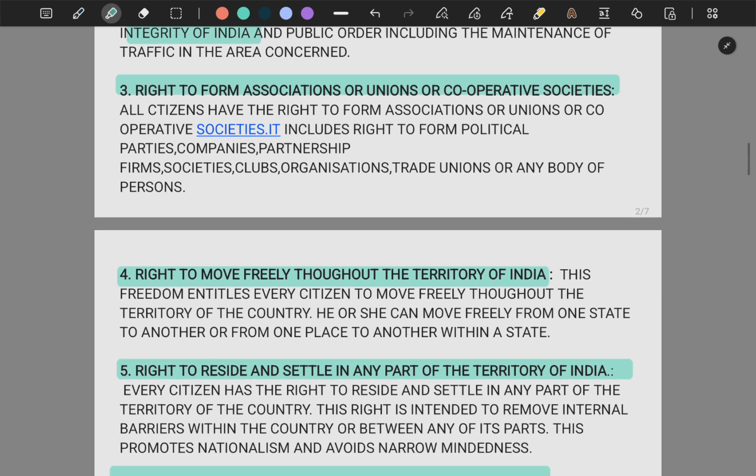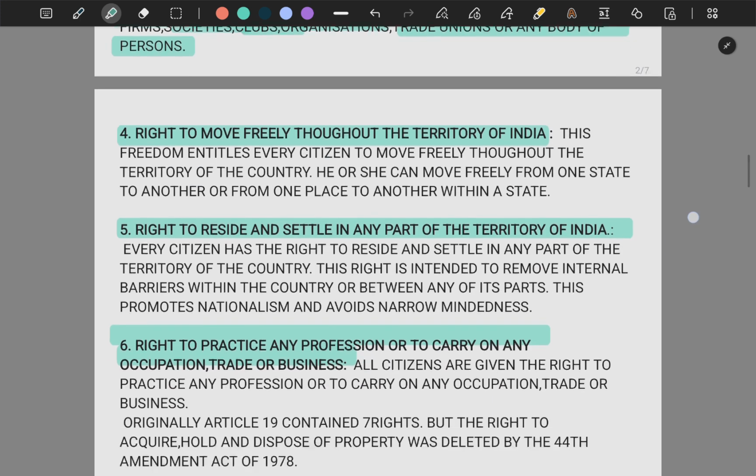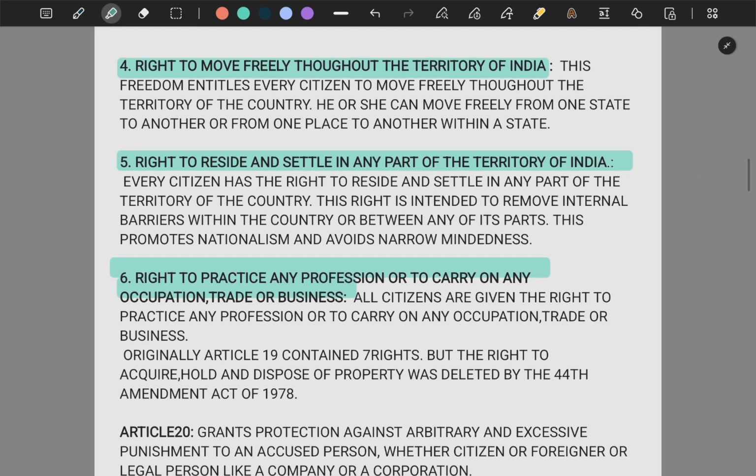Right to form associations. They have the right to form associations or unions or cooperative societies. They can even form political parties, companies, partnership firms, societies, clubs, organizations, trade unions, or any body of persons. They can form any union. And next is the right to move freely throughout the territory. They can move throughout the territory of the country, freely from one state to another, or from one place to another within the state.